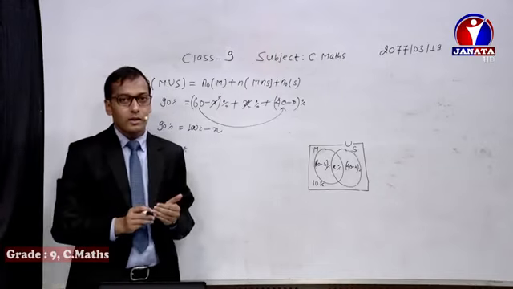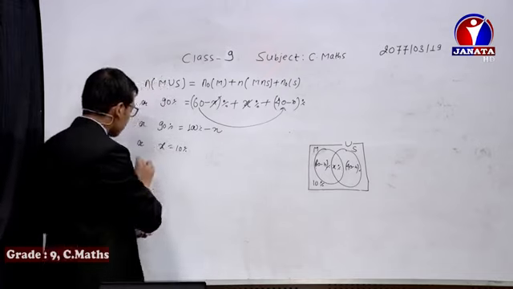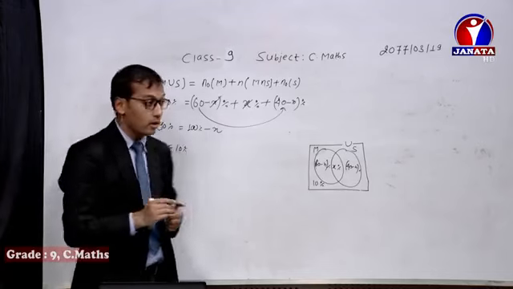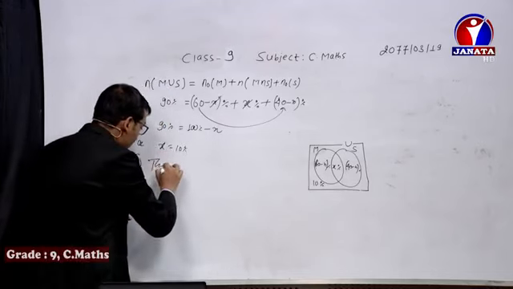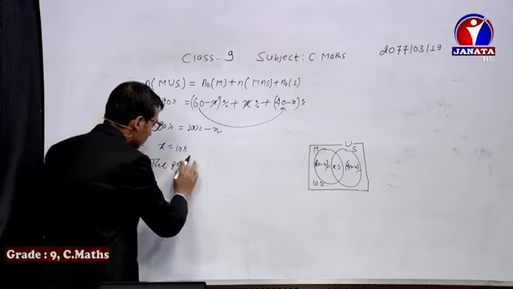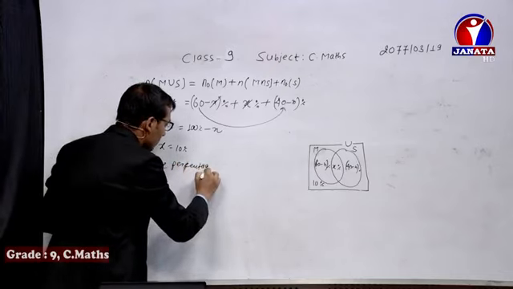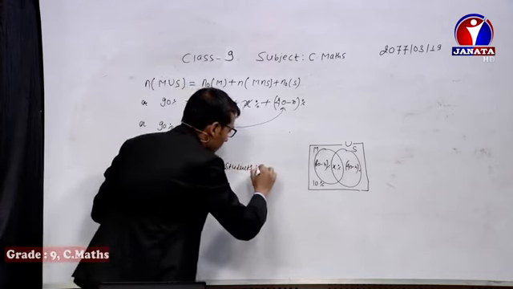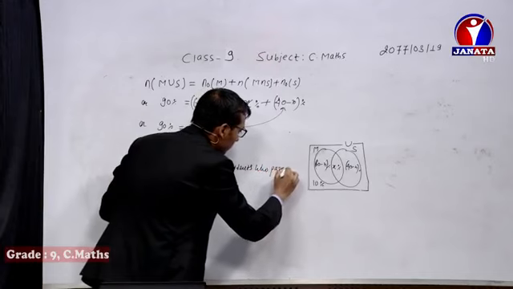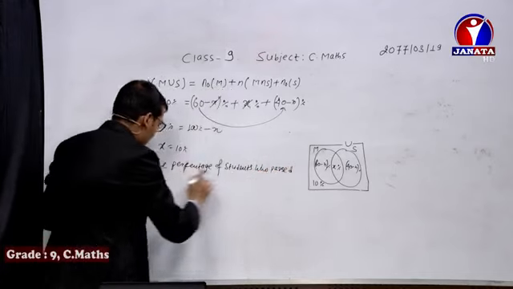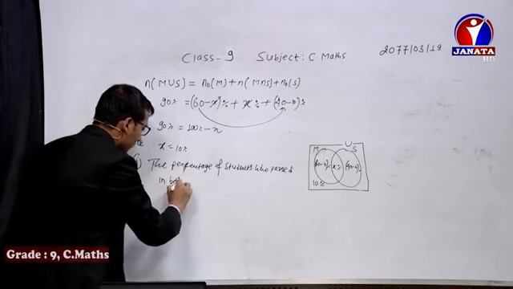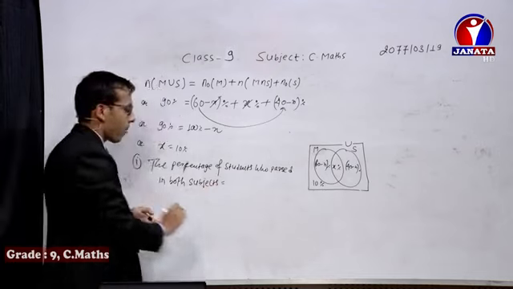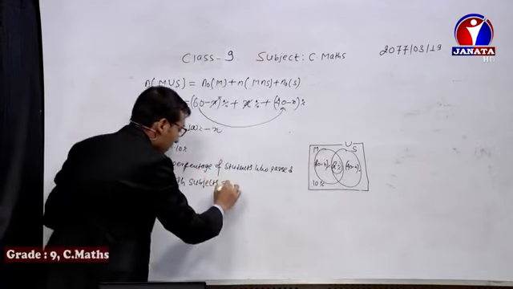Now there are three questions. Number one is the percentage of students who passed in both subjects. The percentage of students who passed in both subjects is X, so its value is 10%.